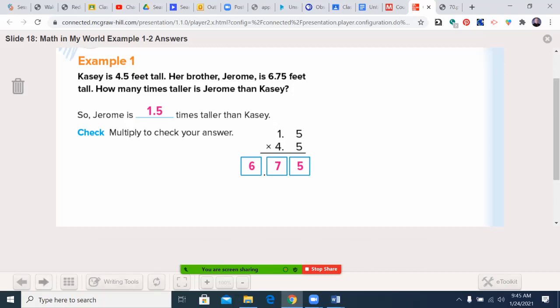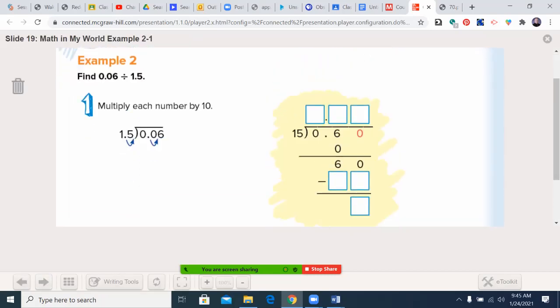Okay, let's move forward. We have the next example, which is 0.6 divided by 1.5. First thing I need to do is multiply the divisor and the dividend by 10, because there's one digit after the decimal, and multiplying by 10 moves the decimal place one spot to the right. And if I do that out here, I have to do that in here. So this gives us 15 into 0.60.